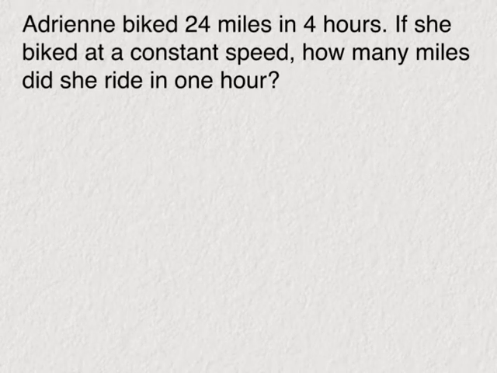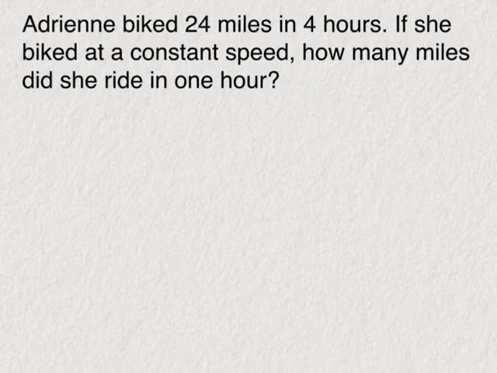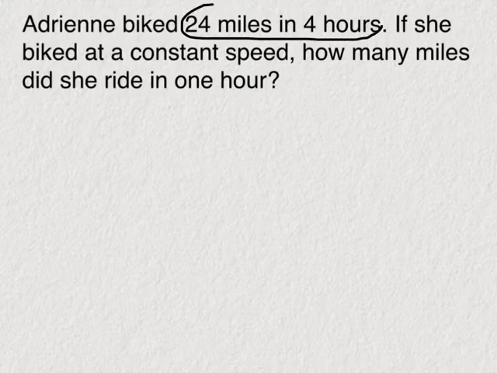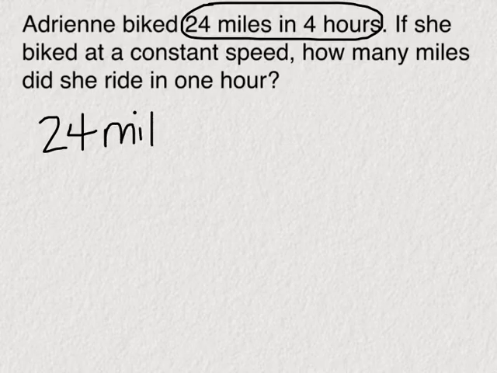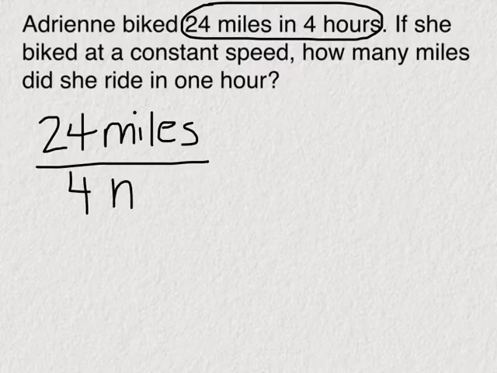This next example says Adrienne biked 24 miles in 4 hours. If she biked at a constant speed, how many miles did she ride in 1 hour? So let's set up our proportion. Our rate is 24 miles in 4 hours. So 24 miles over 4 hours. We're going to set it equal to something over 1.